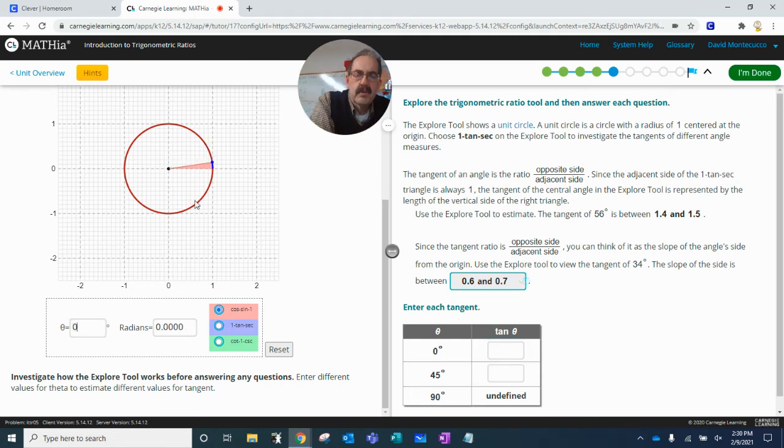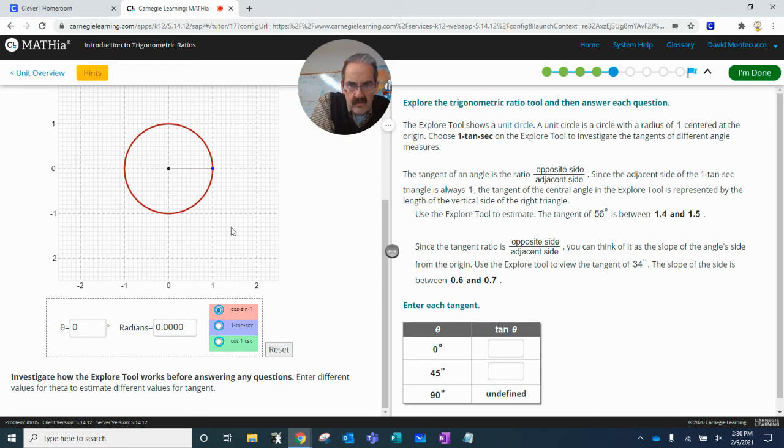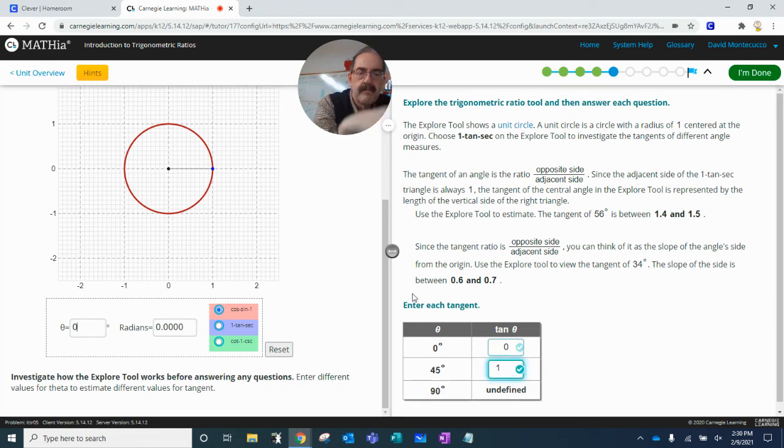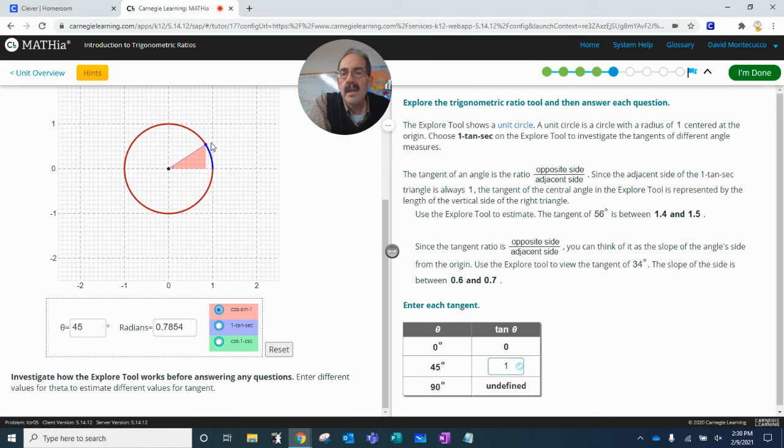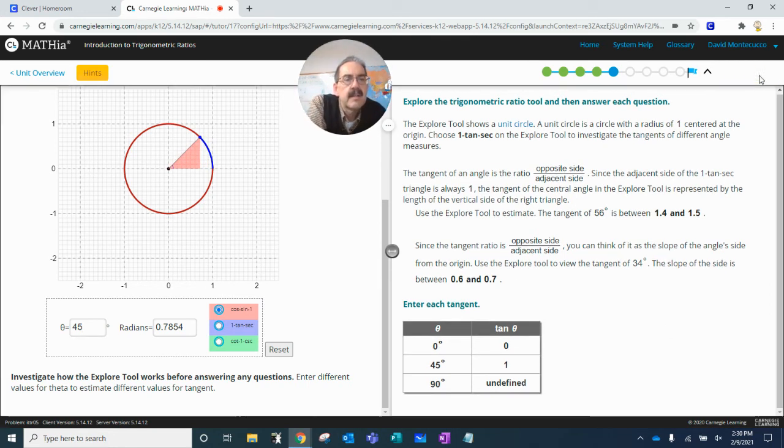Okay, 0. So if we put 0 in, there is nothing over the height, so it's 0. And if we go 45, it has to be 1. You can see that because they're even. This distance is the same as this distance.